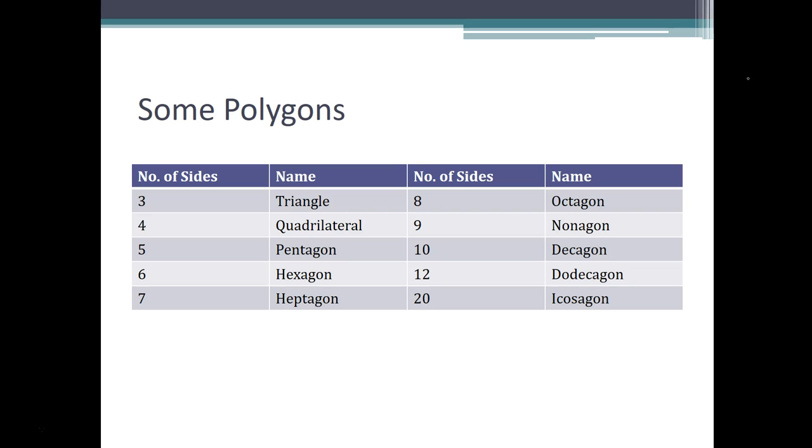So there's some of the different names. The lower number of sides are the more frequently encountered ones. You've probably, up until now, never heard of a dodecagon or an icosagon. Or who knows, maybe you have, but most people haven't.